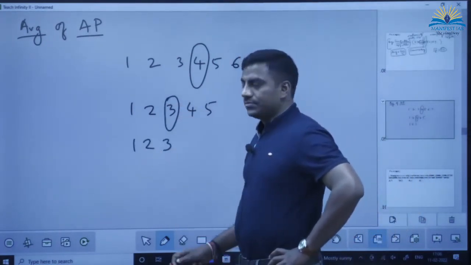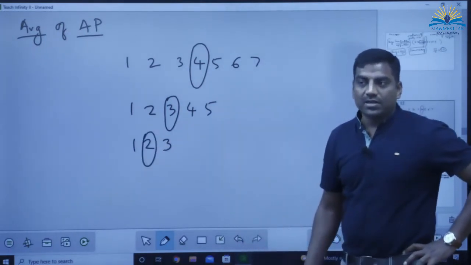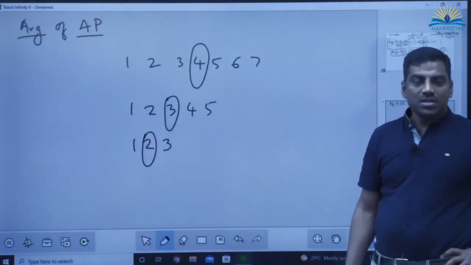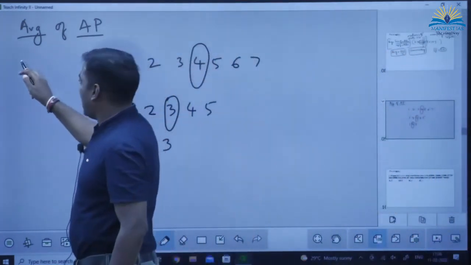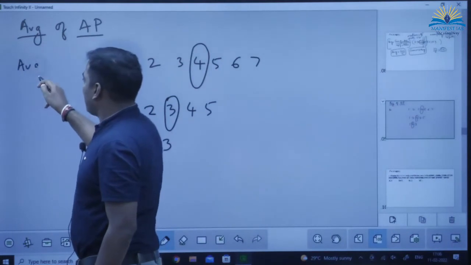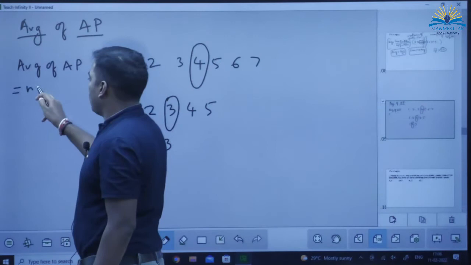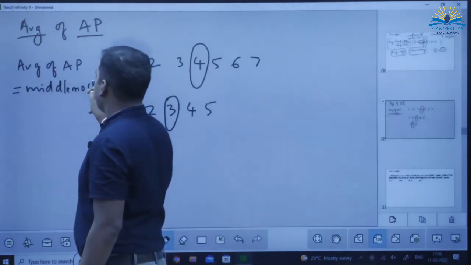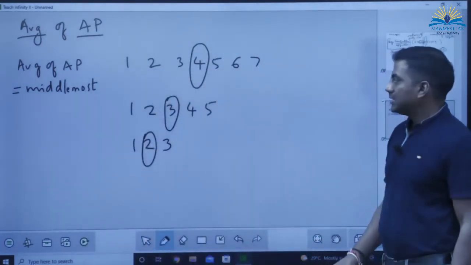What is the average? With this, what pattern am I checking? In an arithmetic progression, the average of an AP is equal to the middlemost value. That is one thing.